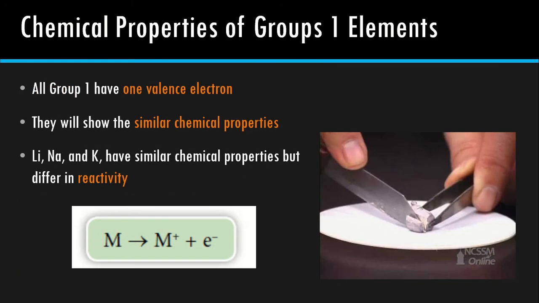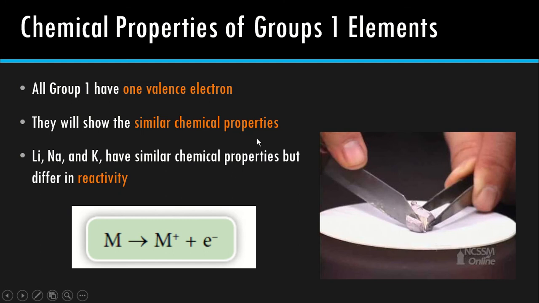Okay, this one is the most important, which is the chemical properties of the group 1 elements. Chemical properties, earlier was the physical properties. The chemical properties are very important for you to know. Okay, so all group 1 elements have one valence electron, so they show similar chemical properties. Because all group 1 elements have one valence electron, they will show the same chemical properties.